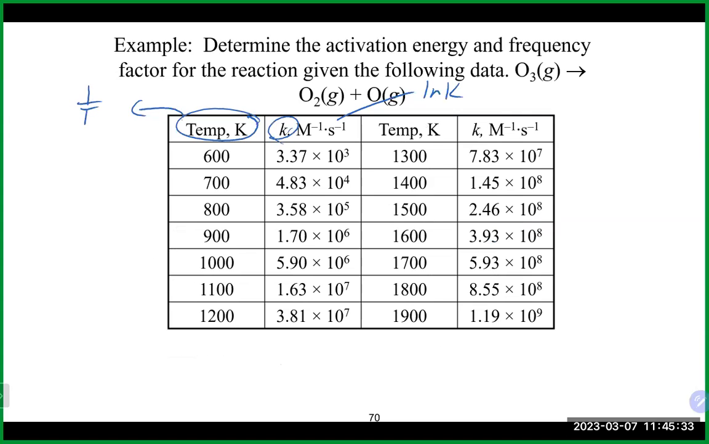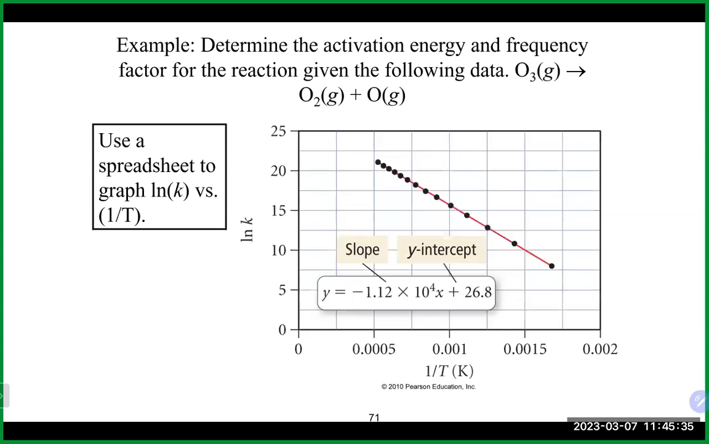And if you do that and plot it, you will get a graph that looks something like this. If you do your best fit line like we did before on some of those experiments, you'll get the equation. So we could use this equation to figure out the activation energy and the frequency factor, which is A.